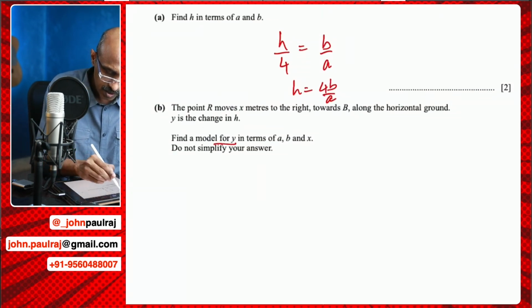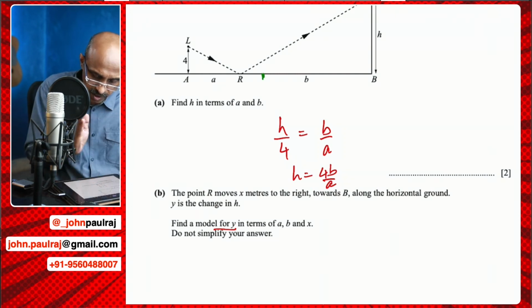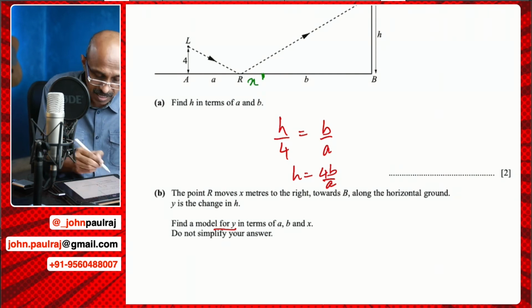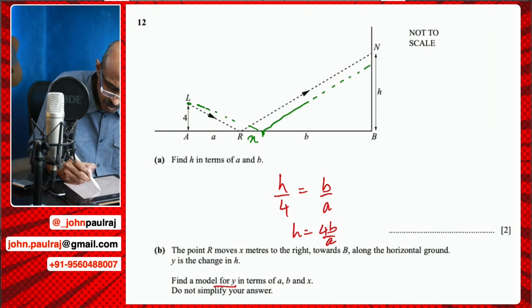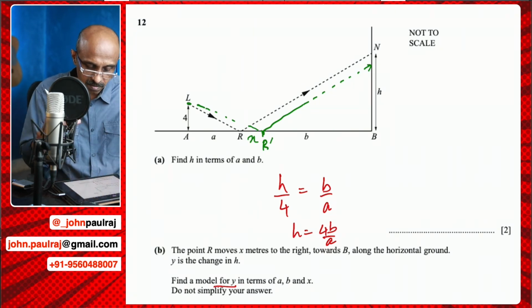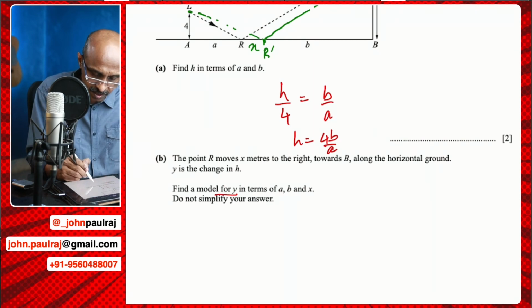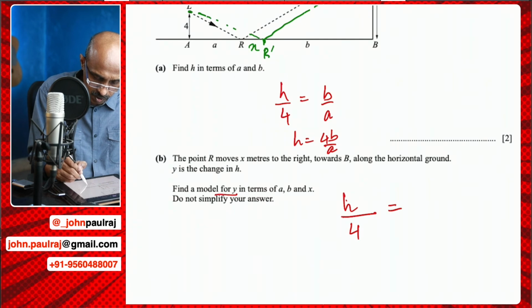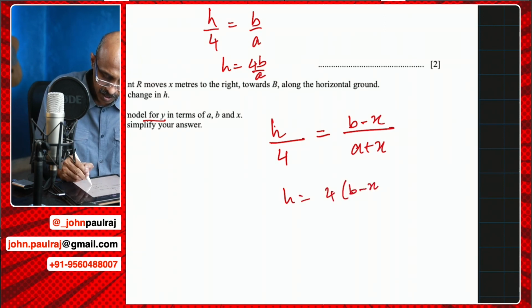So let's just see. This is the original height, the initial height: H equals 4B over A. So when the point R has moved right by X meters towards B, then the dashed line is coming here, right? It need not be parallel, but this has become the new R, if I call it R prime, the new position of R, like A plus X. The base of the smaller triangle is now A plus X, and the base of the larger triangle is B minus X. So using the ratio of those two similar triangles, H over 4 is going to be equal to B minus X over A plus X, because it's moved to the right, correct? So that new height would be equal to 4 times B minus X over A plus X.